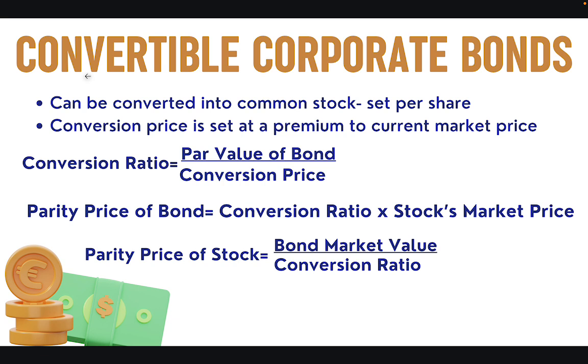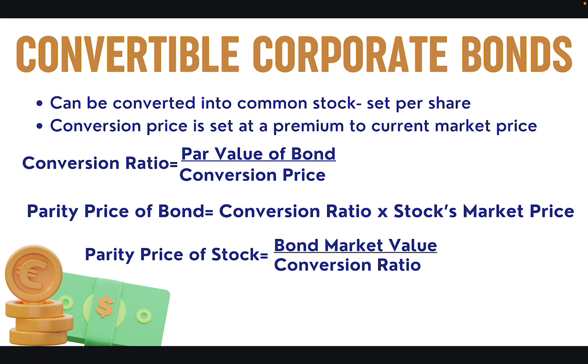Okay, so we have convertible corporate bonds. These can be converted into common stock at a set price per share. The conversion price is set at a premium to the current market price. Obviously, the conversion price, the price at which it can be converted from a bond to common stock, is going to be set at a premium. That means it's going to be set higher than the current price. Okay, the conversion ratio is the par value of the bond divided by the conversion price.